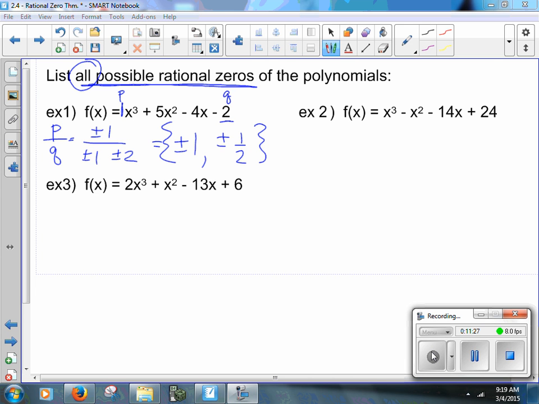All of the possible rational zeros for that polynomial x cubed plus 5x squared minus 4x minus 2 are plus or minus 1, plus or minus 1/2. Those are the numbers that we will try to put in the box, and try to get that remainder of 0. That's all the P over Q thing is. That's all we do. Can we do that? Heck yeah, we can do that. All right, so here we go.